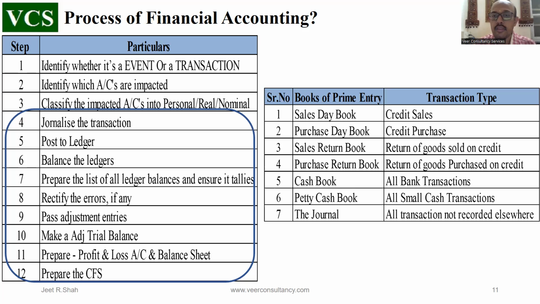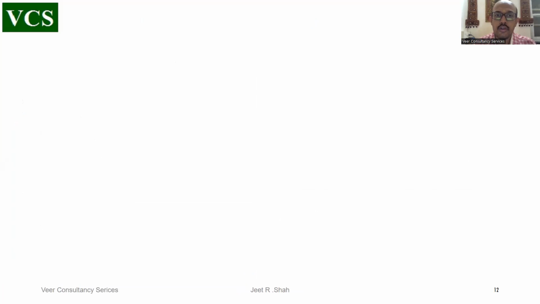So there'll be entries, यहाँ पे it'll be anything that is not in the first 6 will go somewhere in the journal. This is how the process of financial accounting happens. In the sessions to come, we are going to learn the same process by taking certain examples. For now, that's it.